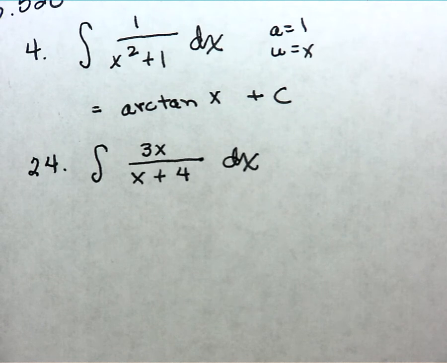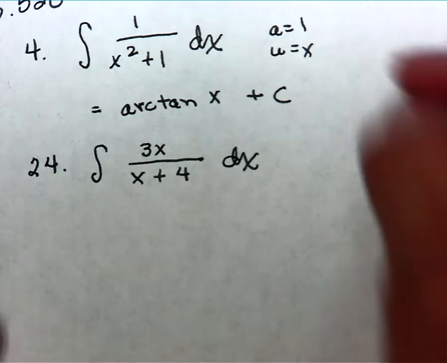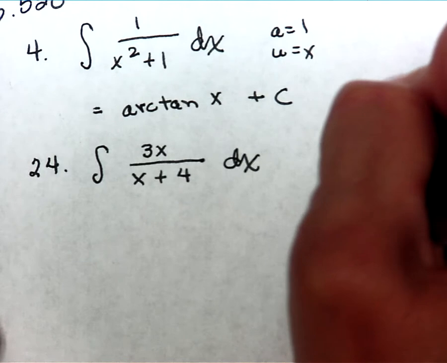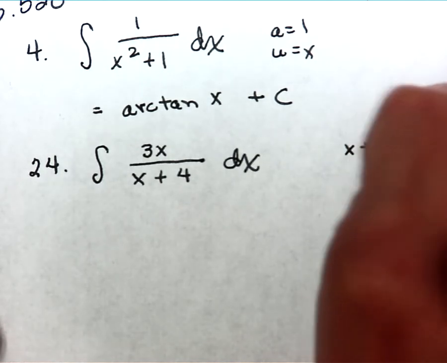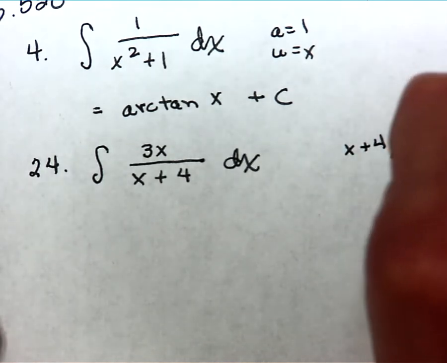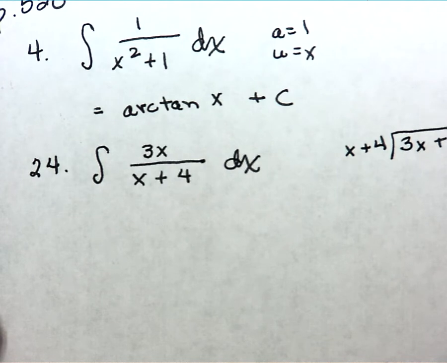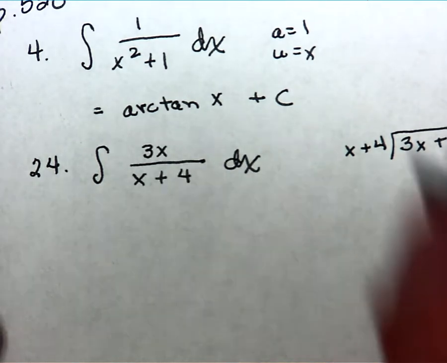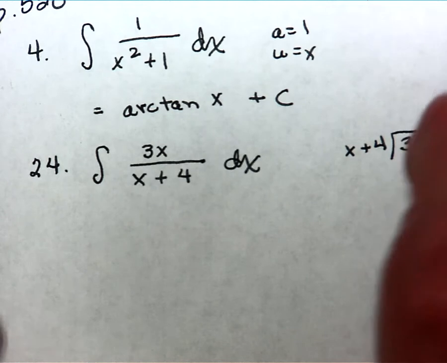Try something. Can we divide the 12 by 11? We could. The numerator and denominator are the same. So what would happen if I tried to divide x plus 4 into 3x? I guess I could put a plus 0 on there. Then x goes with 3x 3 times.